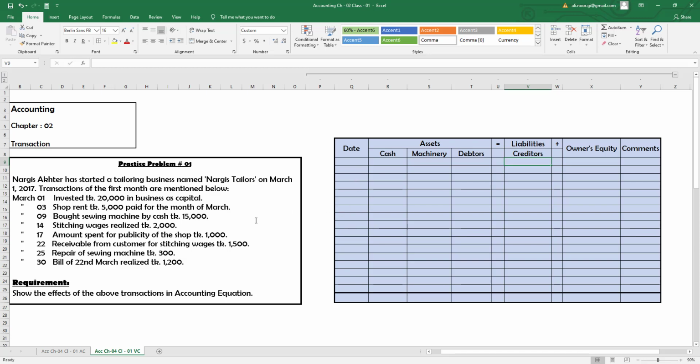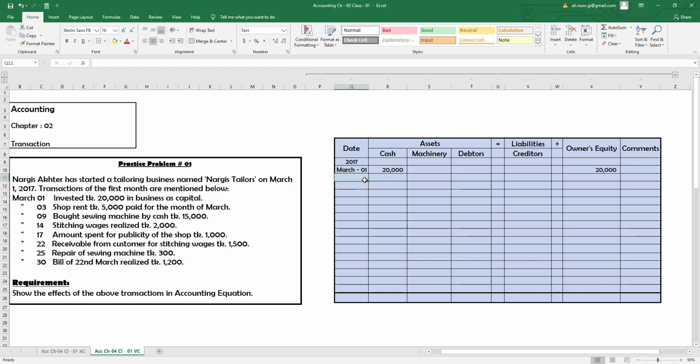Okay, let's record the transactions into the accounting equation. March 1, 2017: invested Taka 20,000 in business as capital. So we know cash inflows 20,000 and capital, or owner's equity, increases by 20,000. So I write 20,000 under cash and 20,000 on the equity side.